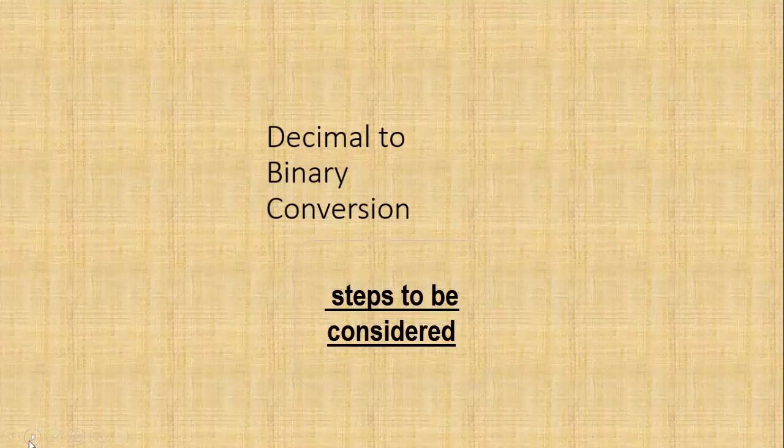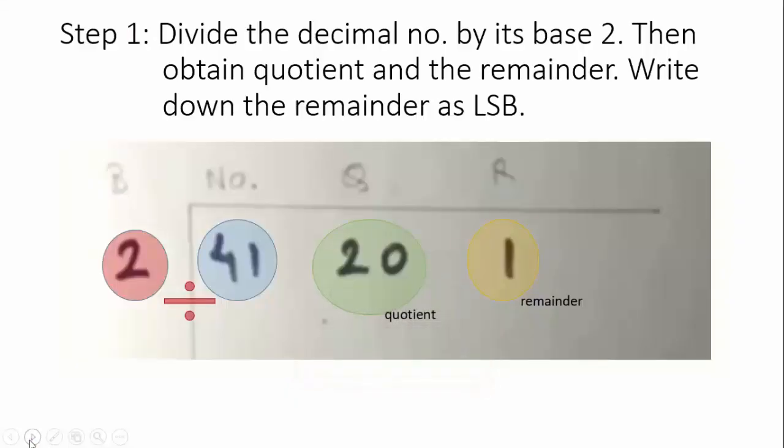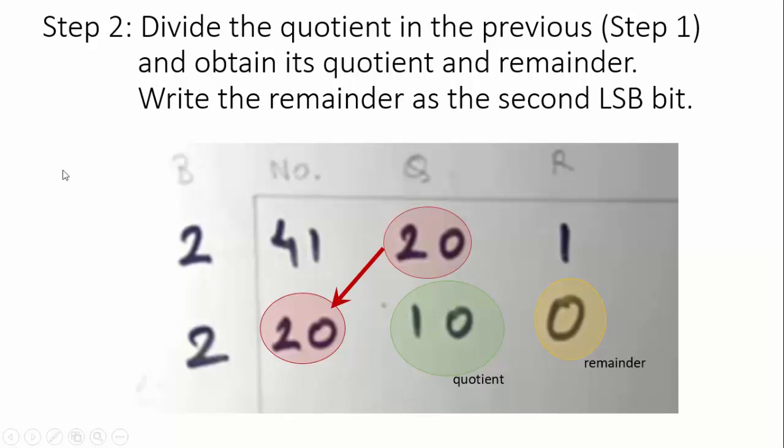Now let us consider decimal to binary conversion. Step 1 would be to divide the decimal number by its base 2, then obtain quotient and the remainder. Write down the remainder as LSB. So we are dividing this number 41 by base 2 and we are obtaining a quotient and the remainder. Moving on to the next step, we will divide the quotient in the previous step, that is step 1, and obtain its quotient and remainder. And we will write the remainder as a second LSB bit.